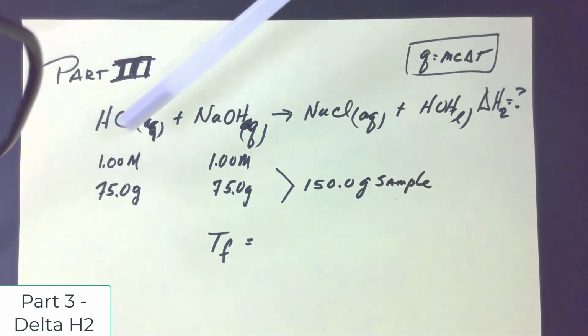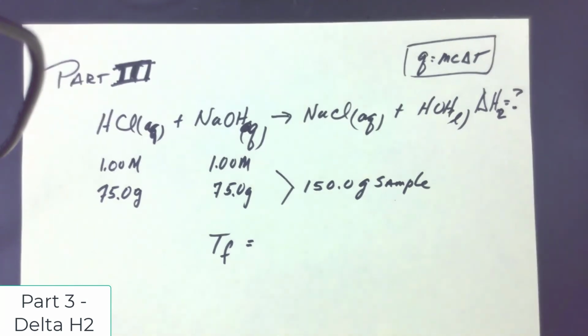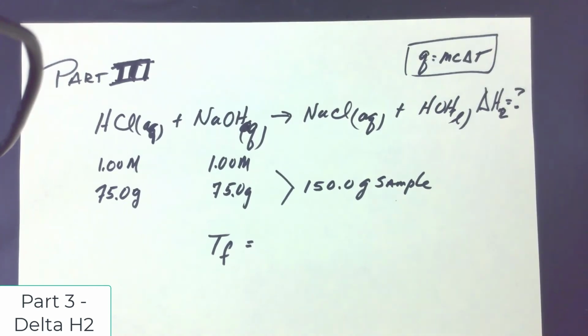Now notice these are both liquids, okay? Again, I'll use the same setup. I'll take my calorimeter, put the stir bar in it, add one of the solutions, and then add the other, and monitor the temperature every 30 seconds until I see a temperature change and it starts falling.